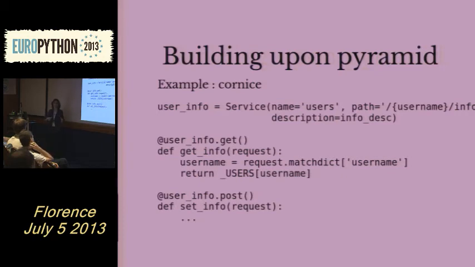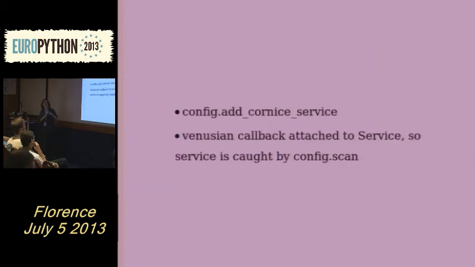It gives me Sphinx documentation, so it will generate a nice documentation for the whole API, other types of validation, a lot of nice stuff. And this is implemented on top of Pyramid, and it's implemented quite simply, because when I look at it, it doesn't look like Pyramid, but it's just more or less two simple steps. First of all, they've added config.add_cornice_service as a directive.